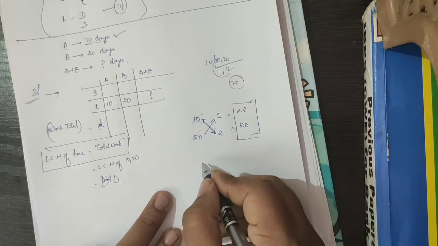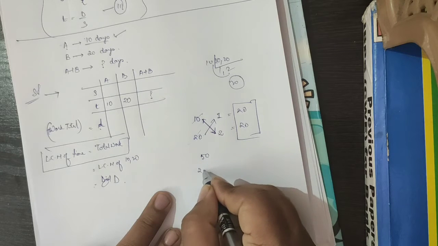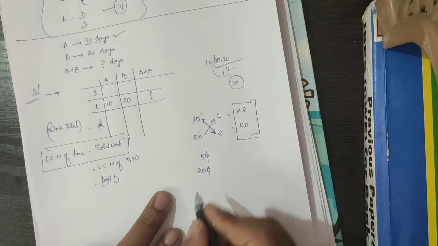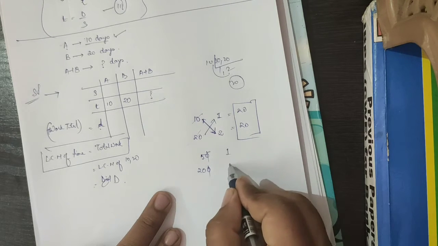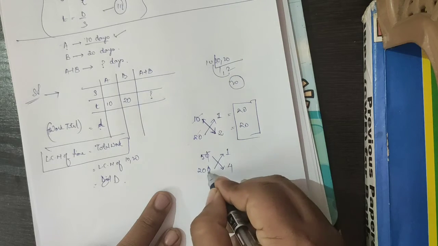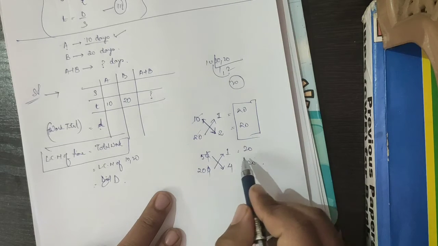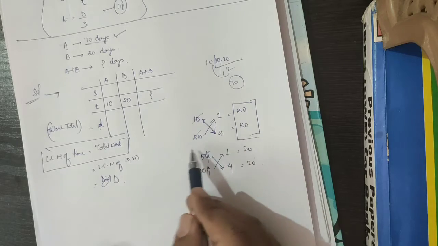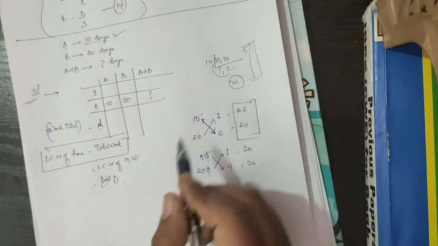Another example: 5, 20. You can just cancel one. 5 ones are 5, 5 fours are 20. So the LCM is 20 again. So always use this type of method. Don't use the normal simple method.